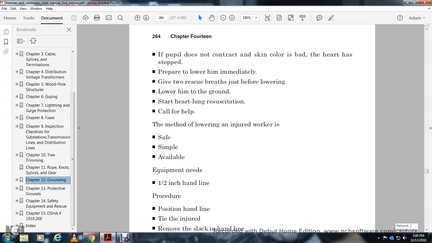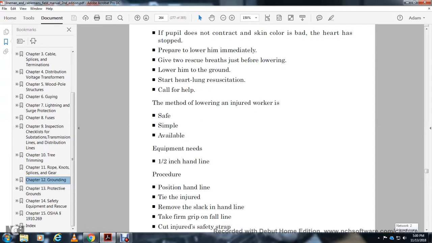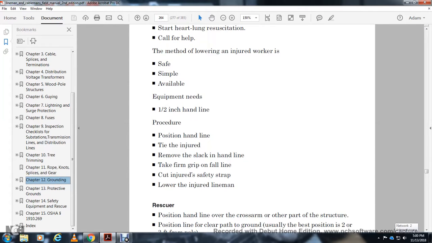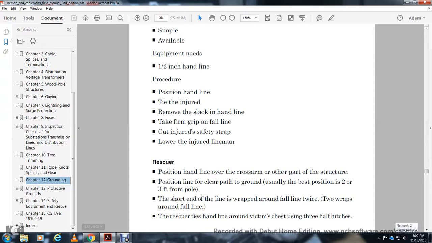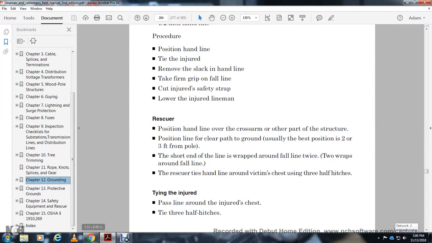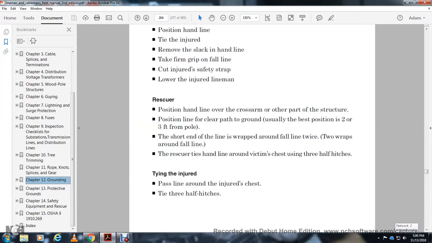Method for lowering an injured worker: it is safe, simple, and uses available equipment. It needs a half-inch hand line. Primary position: tie the hand line to the injured, remove the slack, take a firm grip on the pulled line, and cut the injured's safety strap. Lower the injured person with the human rescue position, placing the hand line over the cross arm. Lower from the structure, position the line on a clear path to the ground, leave that position two to three feet from the pole, and shorten the line. The line is wrapped around the fall line twice by the rescuer, and the hand line goes around the victim's chest using three half hitches.